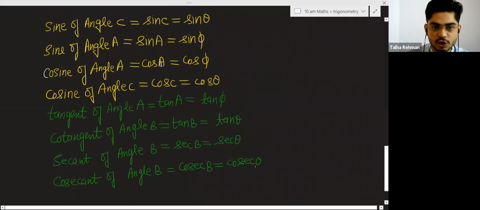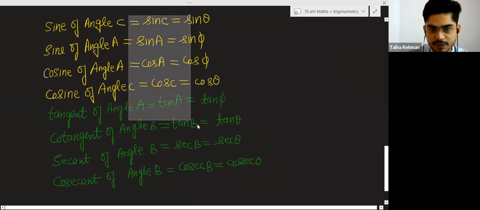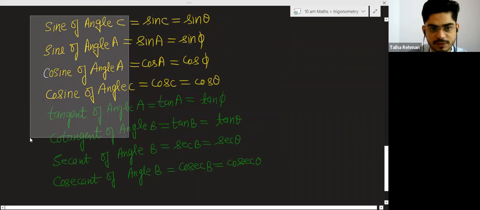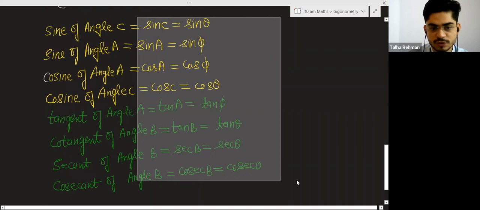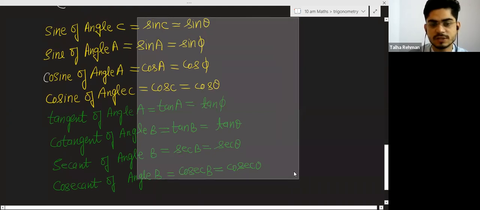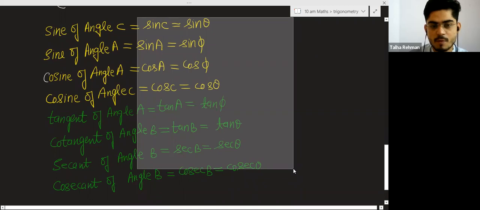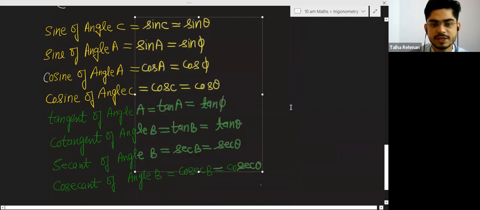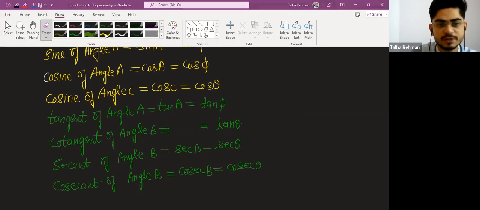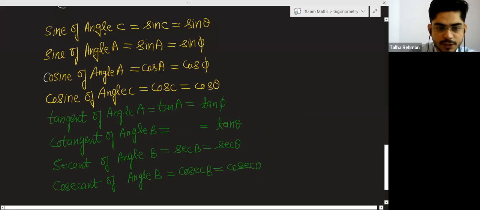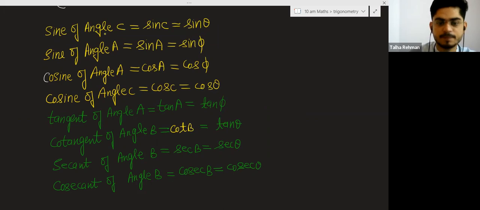Okay, Myra, this is the short form we will use throughout the chapter, these forms only, not these names. These forms we will use in the chapter. Sine, cos, tan. Cotangent is here. Cotangent is something different. Cotangent in short form is written as cot B.